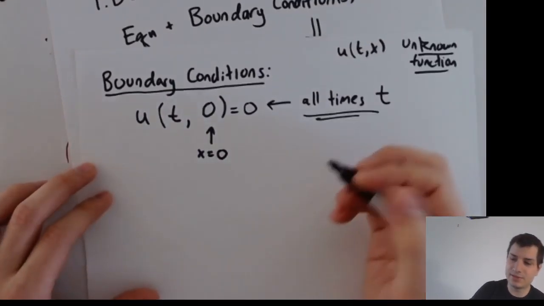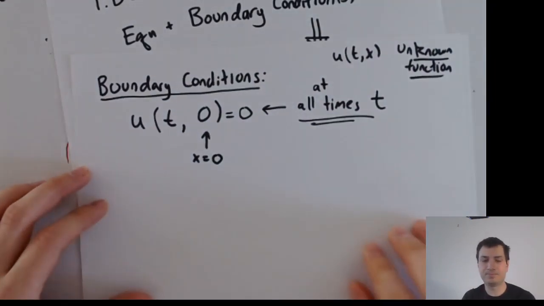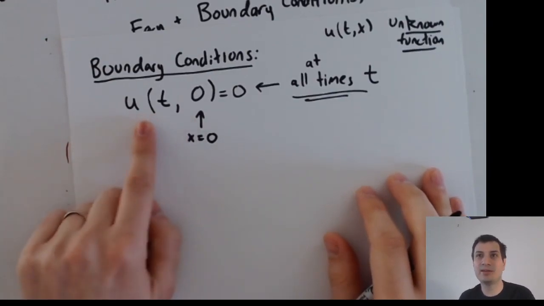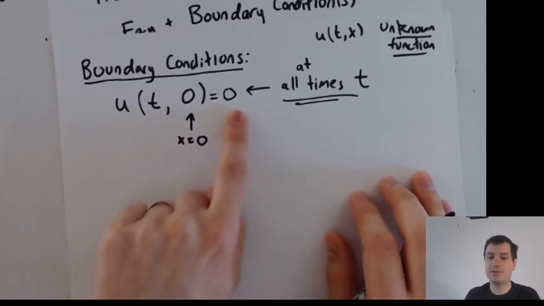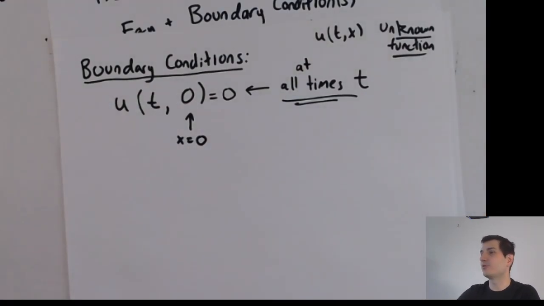So this is all times t. So this is u(t,0) equals 0. We're talking about keeping the function u always equal to 0 at x equals 0, no matter what time it is. That's the first boundary condition.